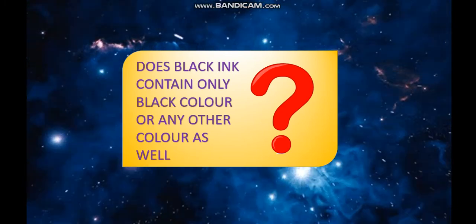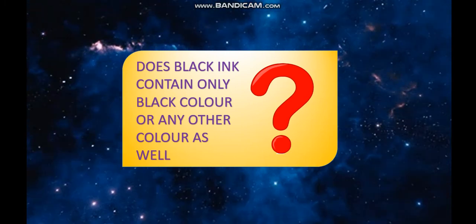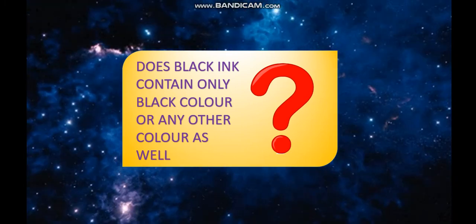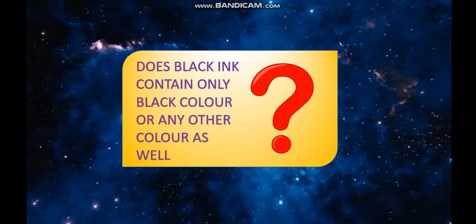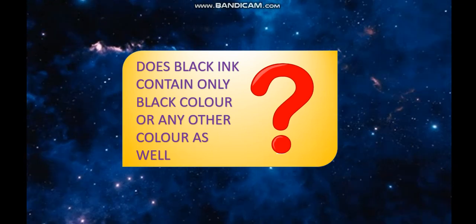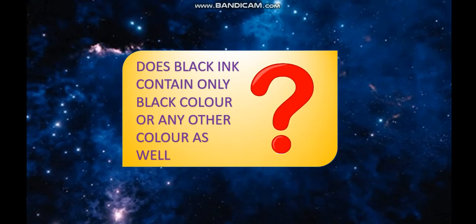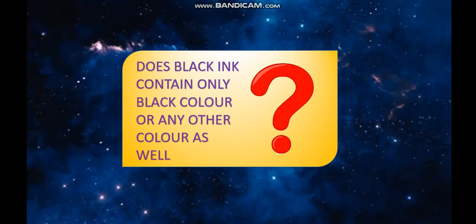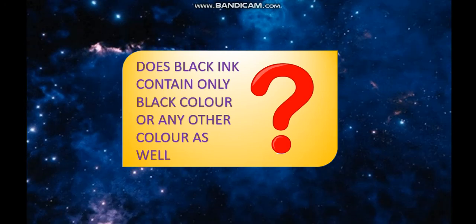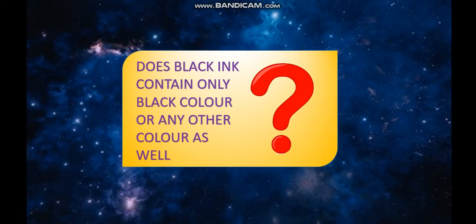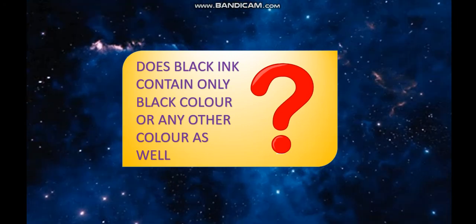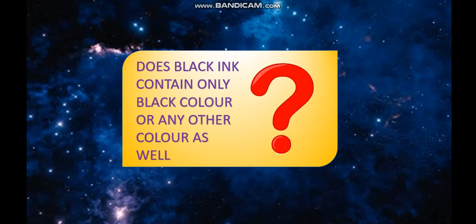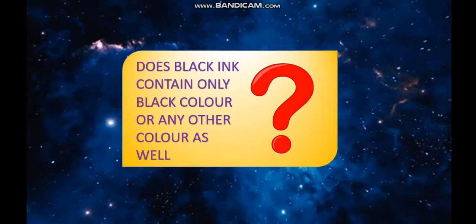Just comment below. And the answer is, it contains numerous dyes mixed in it, like blue dye, yellow dye, red dye, etc. These all are mixed together to form black ink. And how do we separate these, as their properties are the same and they are present in very small quantities? That is what I'm going to show you in this video.